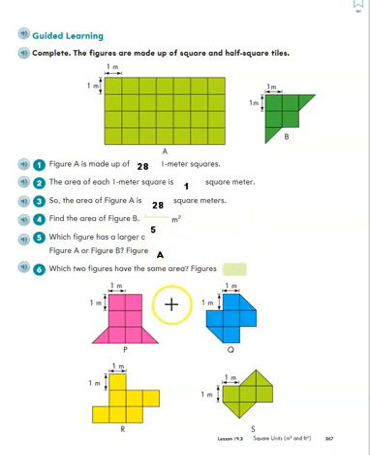And then number 6, which 2 figures have the same area? So now this one looks like 1, 2, 3, 4, 5, 6, and then that would be 7. 1, 2, 3, 4, 5. This one's only 6. 1, 2, 3, 4, 5. And 1, 2, 3, 4, 5, 6, 7. So it looks like figure P and figure R have the same area. They are both 7 square meters.